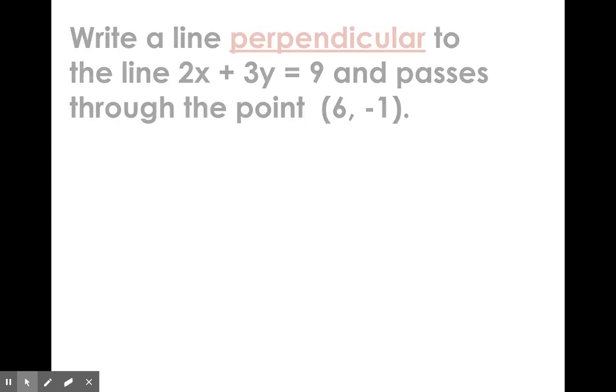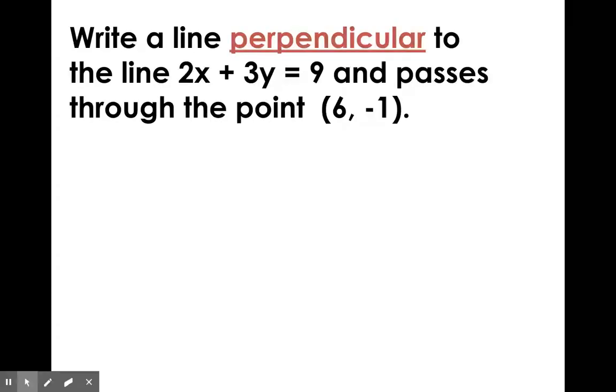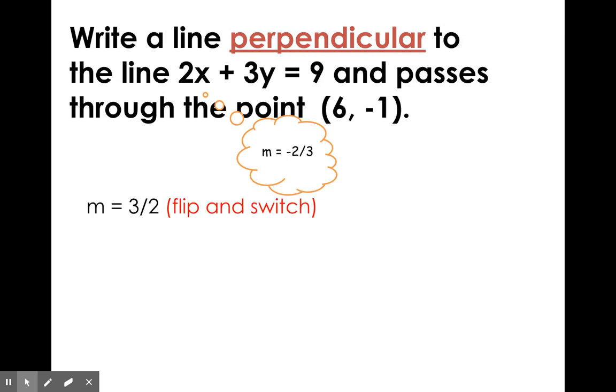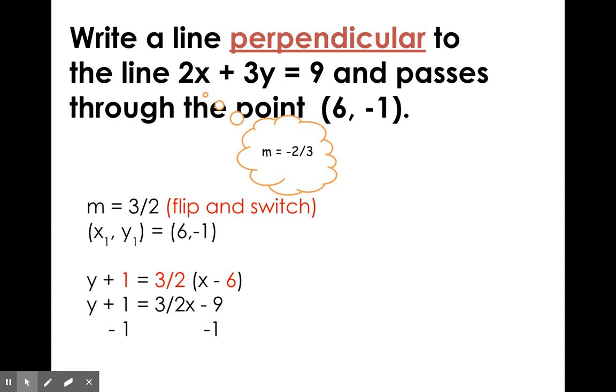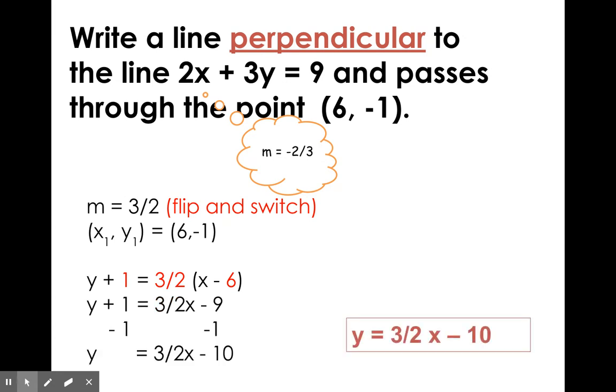Okay, last one. Again, pause the video, try it out for yourself. All right, hopefully you paused the video. We first needed to find the slope. So we use our opposite A over B, we get negative 2 over 3. And then we're going to flip and switch to positive 3 over 2. Plug and chug. And hopefully you got y equals 3 over 2 x minus 10.